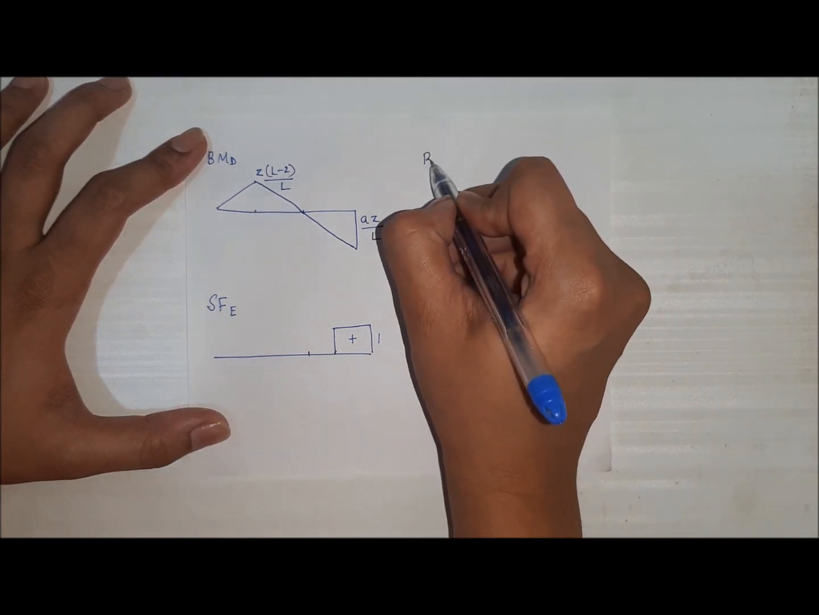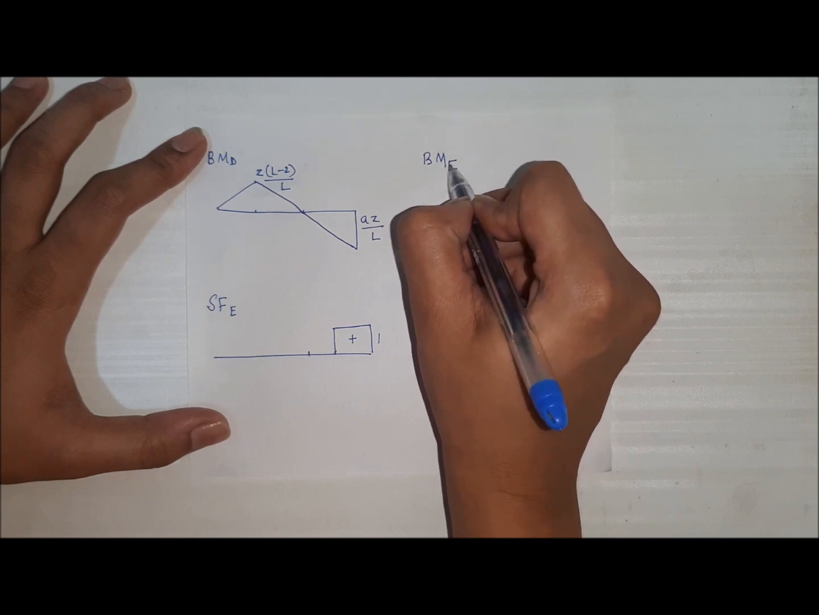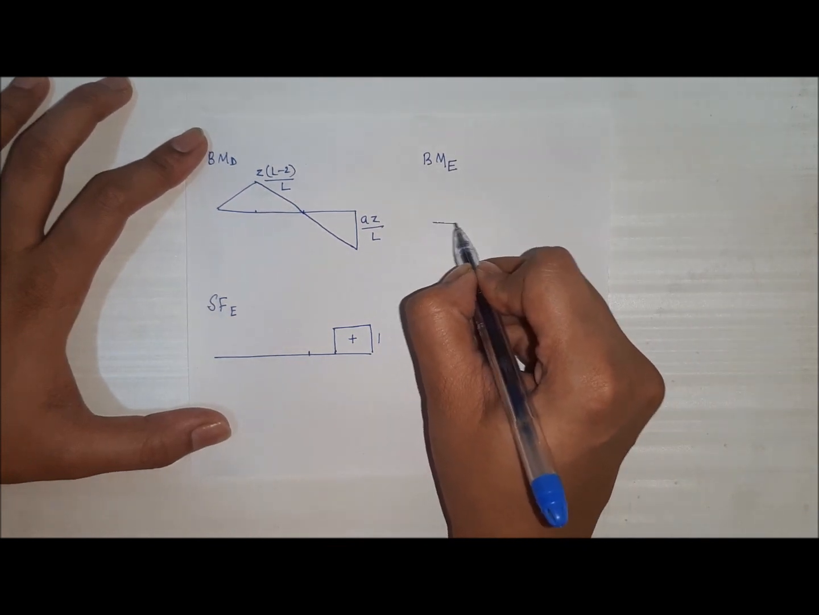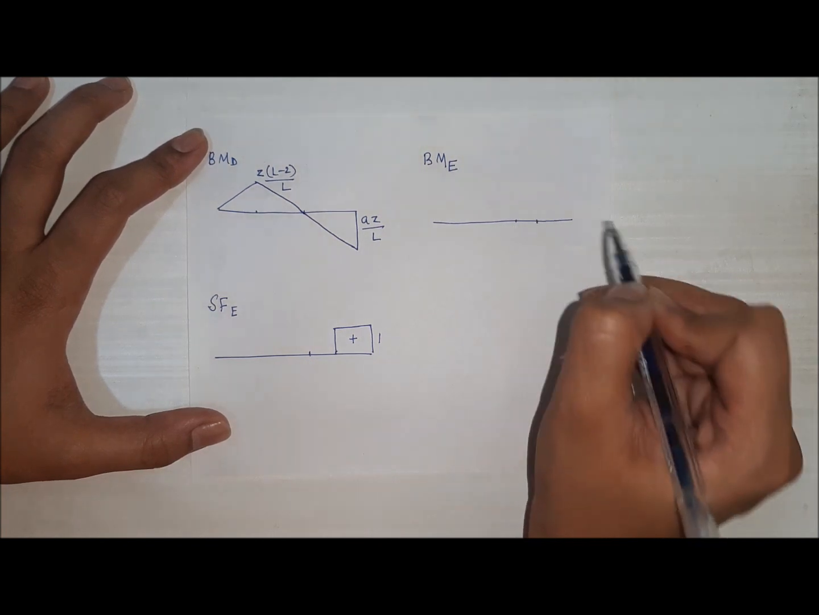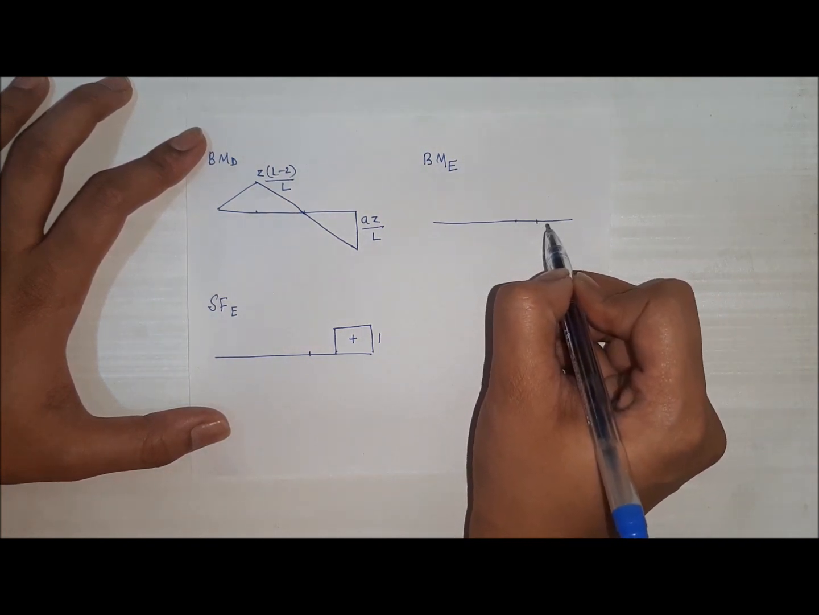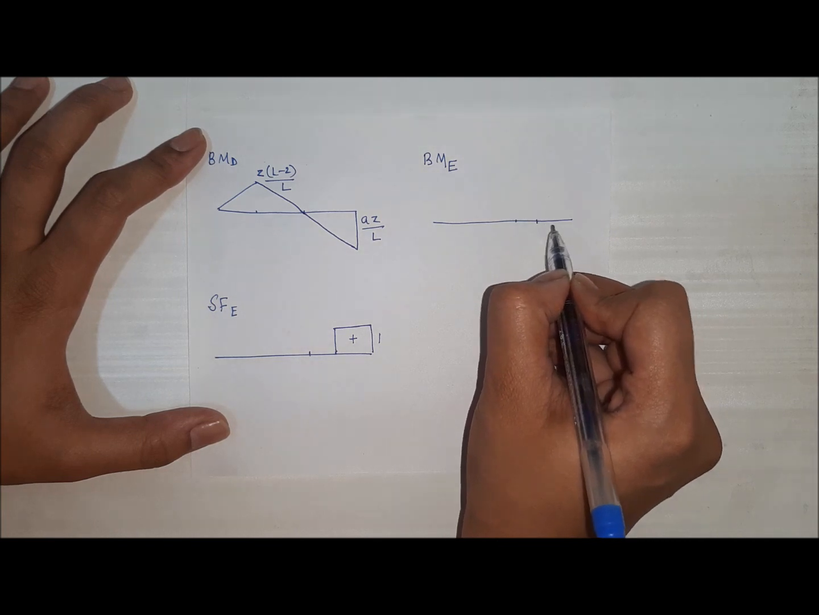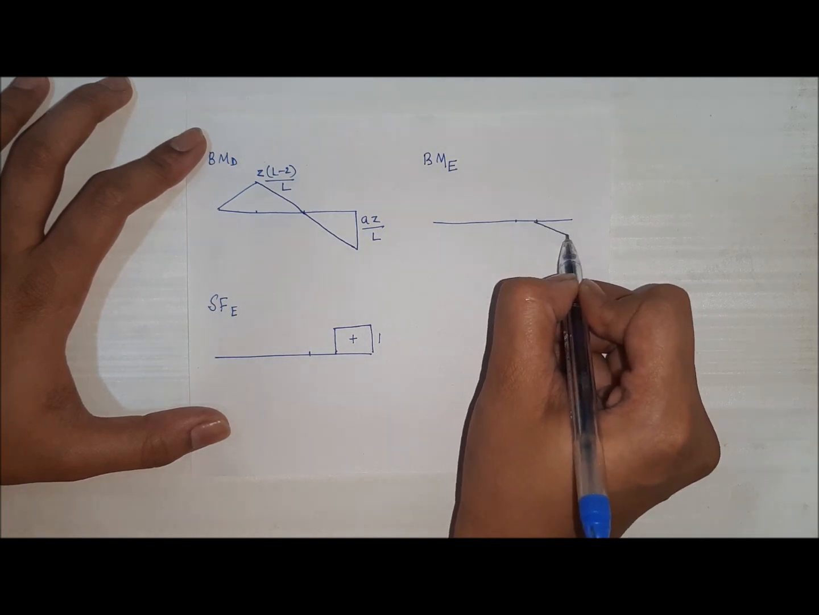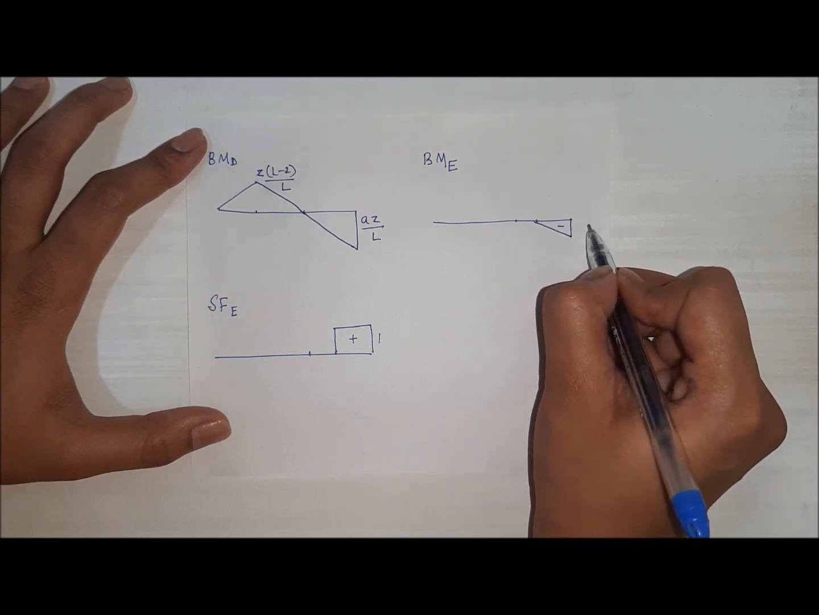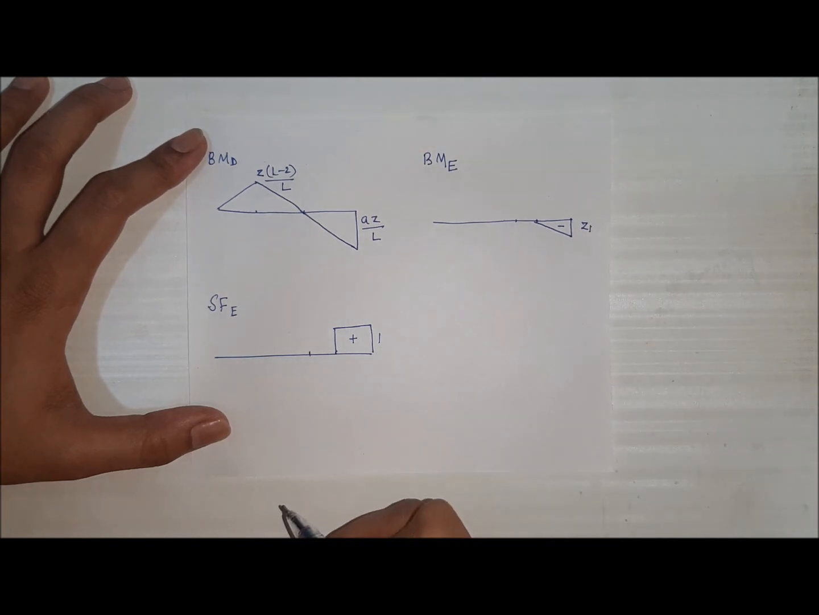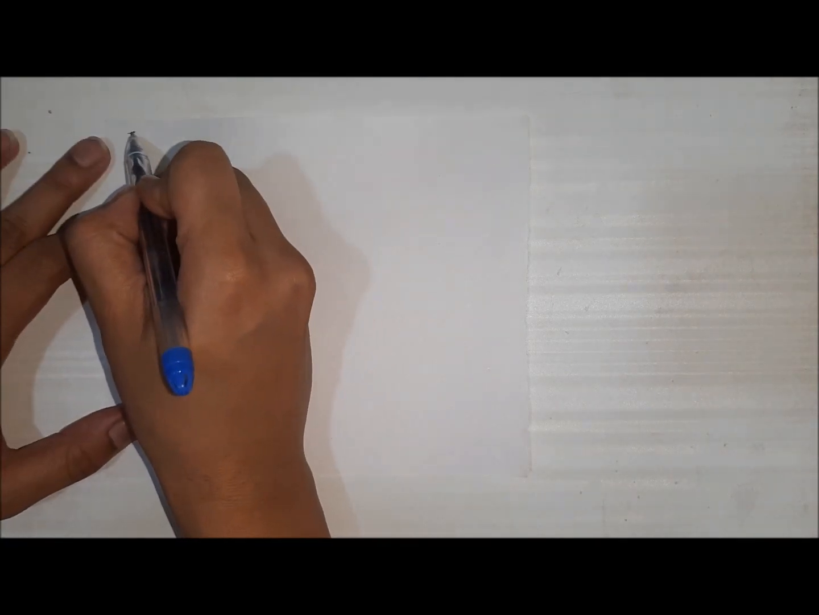Now we have to draw the bending moment at section E. This is B and this is point E. As we have seen in the cantilever, again the A to E part will behave as a cantilever, and when we provide bending moment, it will be negative and of dimension Z1. Now we will draw the ILD for the double overhang beam.